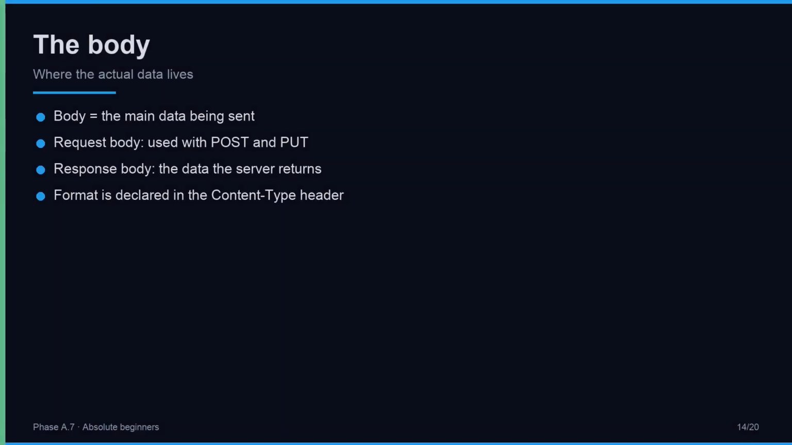The body is where the actual data lives. On the request side, the body carries data you are sending, used mainly with POST and PUT, when you are creating or updating something. A GET request usually has no body, because you are just asking, not sending. On the response side, the body carries the data the server returns to you: the weather, the user profile, the list of products. The format of the body is always declared in the content type header, so both sides know how to read it. For modern APIs, that format is almost always JSON.